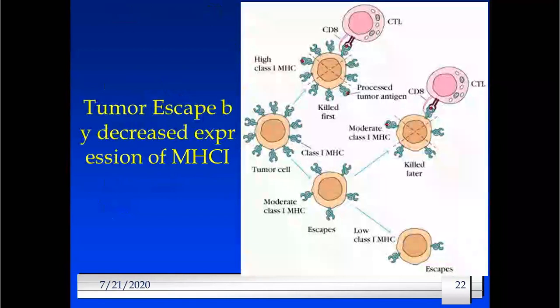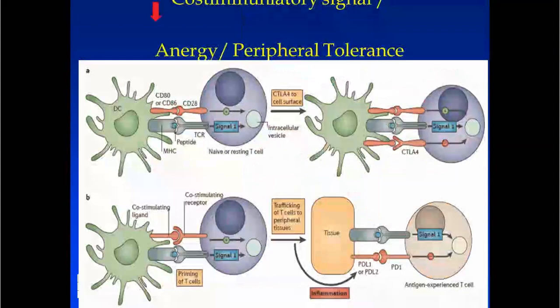This figure in slide 22 explains how the tumor escapes the immunity by decreasing the expression of MHC class 1. As you see here, if the tumor cells have low expression of MHC class 1, they will escape killing by the cytotoxic T lymphocyte, while if they have high expression of MHC class 1, they will be killed rapidly and readily by the cytotoxic lymphocyte, as is clear here.